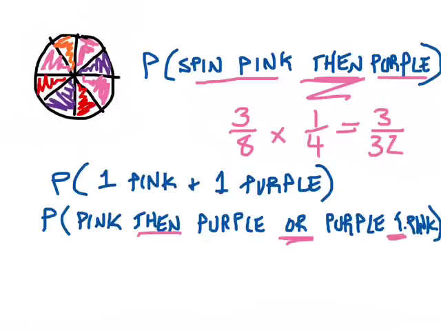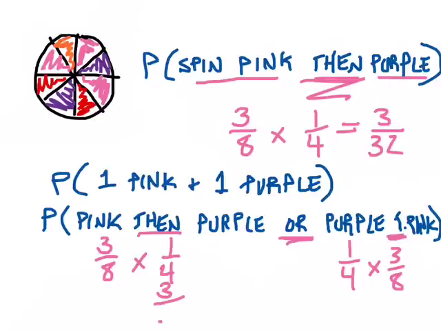So we're going to do pink then purple, the probability of pink then purple. That's 3/8 times 1/4 like it was before. And then we've also got purple then pink, which is just going to be the opposite order, same stuff. The probability of purple is 1/4 times the probability of pink, which is 3/8. So individually, each of these is going to be 3/32 and 3/32.